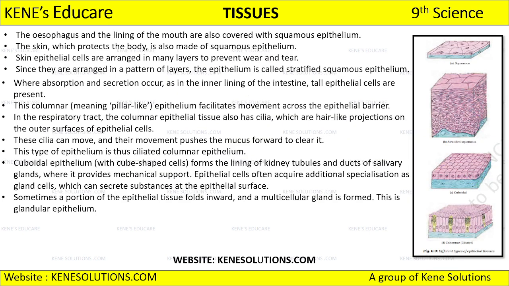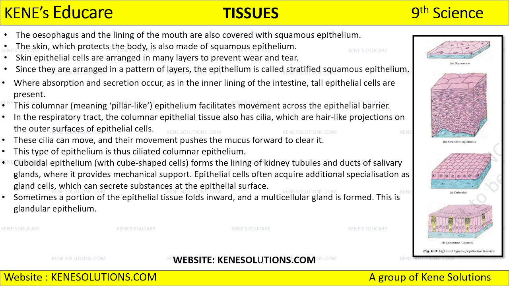Then after this, see, we have the esophagus and the lining of the mouth. They are covered by squamous epithelium. Now, if you can see the four different types of epithelial tissues which have been given, we have squamous epithelial tissue, stratified squamous epithelial tissue, cuboidal tissue, and lastly columnar tissue. So the esophagus and the lining of the mouth are covered with squamous epithelium. And when it comes to skin, skin protects the body, and skin is also made up of squamous epithelium.